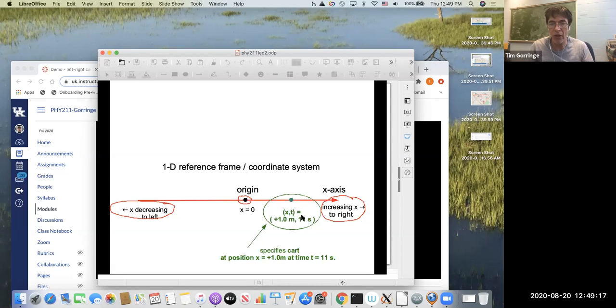And so we'll often do this sort of notation. What I'm saying here is that by X and T, I mean the position and time of the cart. And I'm saying that at the time 11 seconds, the cart was at 1 meter from the origin. And so that's how we can quantify the location of the cart at different times.